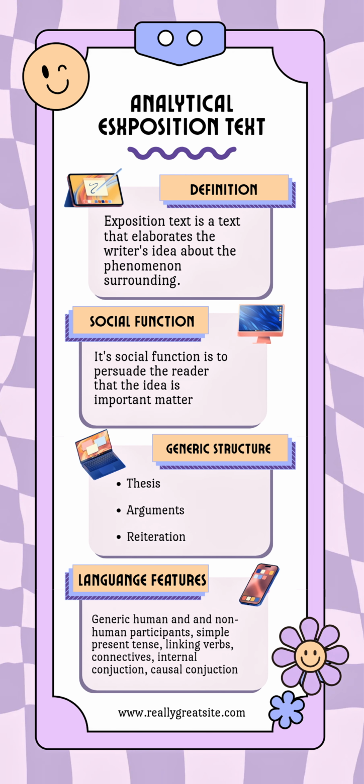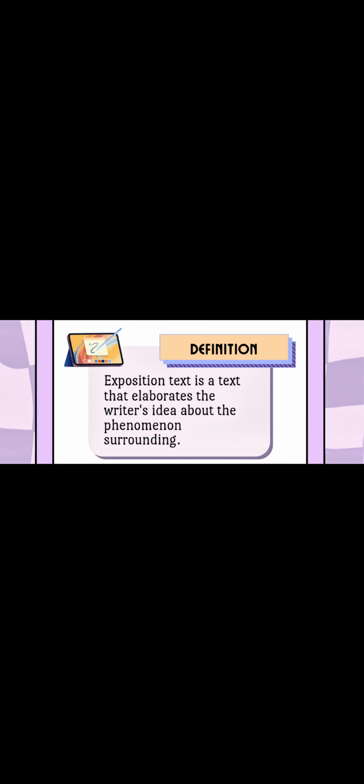Okay, so first we're gonna review about analytical exposition text. The first part is definition. An analytical exposition text is a type of text that aims to present an idea or opinion and support it with logical arguments. Its main purpose is to explain why the writer believes that an issue, idea, or phenomenon is important or true. This text is one-sided, meaning the writer only focuses on supporting their own viewpoint without presenting counter-arguments. The explanation is usually based on logic, facts, general truths, or reasoning.